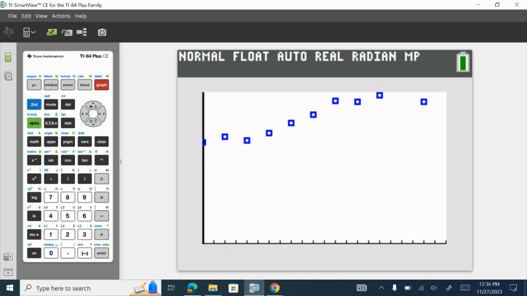Looking at this. Oh, window. Yeah, window. There you go. And then you did 1500. 0 to 22 for your x's. And then y, 0 to about 1600.